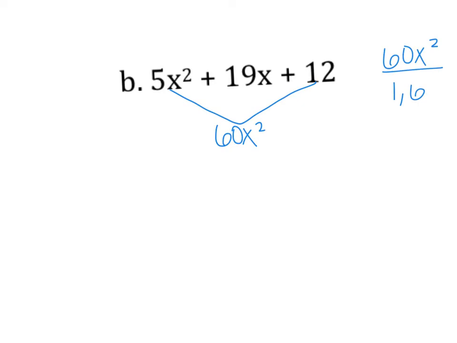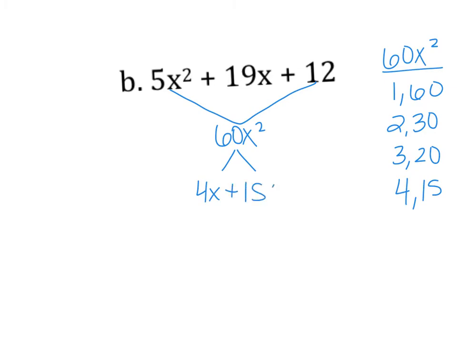So we have 1 and 60. That's not going to work because the sum is 61. 2 and 30 have a sum of 32. 3 and 20 have a sum of 23. 4 and 15 looks like it's what we're looking for. So we split that middle term to 4x plus 15x. Still equals 19x, so we're not changing anything.